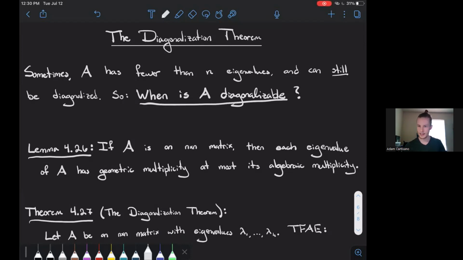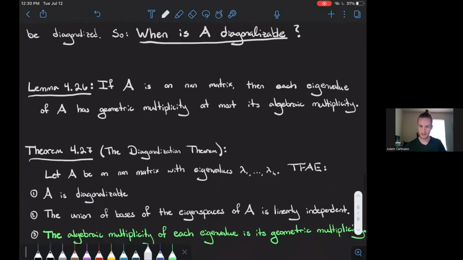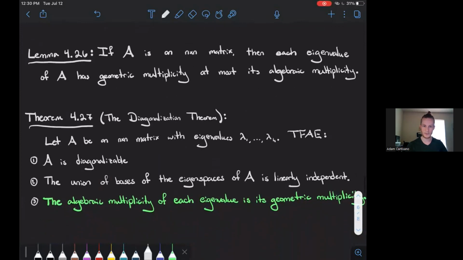Okay, how does that help us? It's because we have 3 equivalent conditions. So if lambda 1 through lambda k are the eigenvalues of A, an n by n matrix, then A is diagonalizable if and only if the union of the bases is linearly independent, which is true if and only if the algebraic multiplicity of each eigenvalue is its geometric multiplicity.